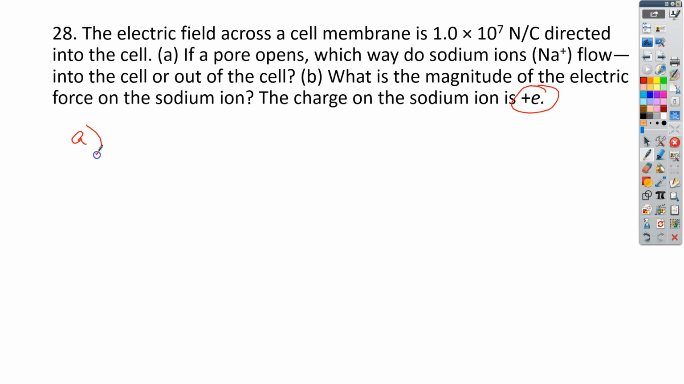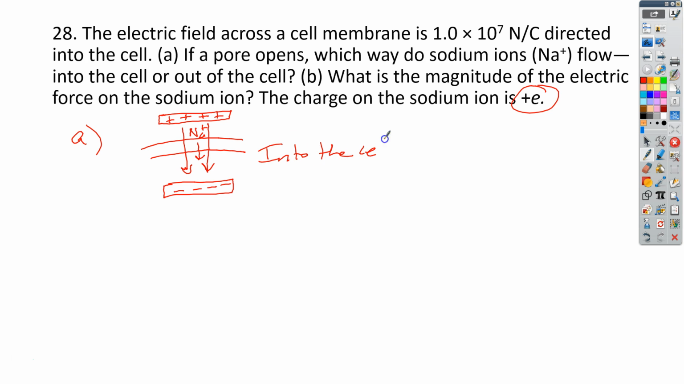So for letter A, since positive charges move along the direction of the electric field lines, the sodium ions should flow into the cell. So if this is your cell membrane, and we know that the electric field is traveling in this direction, so it's going from a positive region into a negative region. So this is positive, and this is negative. Sodium ions are going to flow in the direction of the electric field, so they're going to go across the membrane. It's because they're trying to get away from the positive region and trying to go towards the negative region. So your answer here should be into the cell.